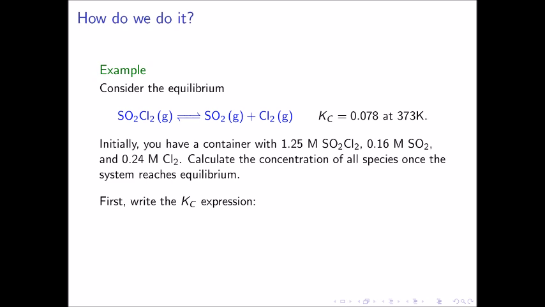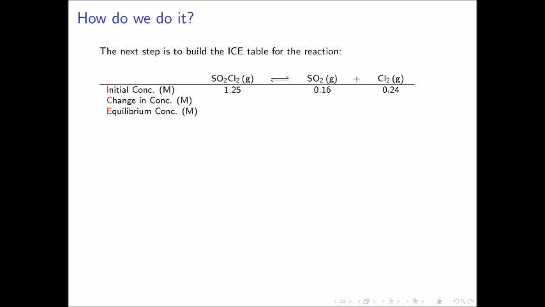As before, we begin by writing the Kc expression. In this case, the Kc expression has the concentration of the sulfur dioxide times the concentration of chlorine in the numerator, and it has the concentration of the sulfuryl chloride in the denominator. We begin by building our ICE table. As always, our first row just restates the chemical reaction. This is followed by our initial concentration row, our change in concentration row, and our equilibrium concentration row.